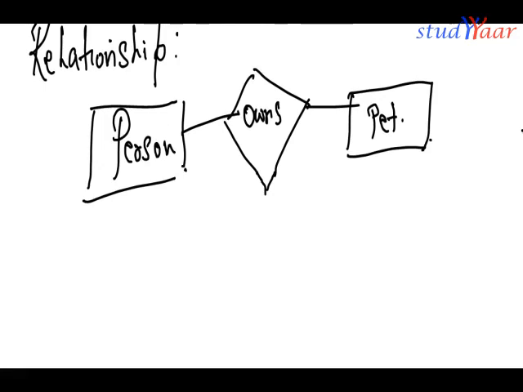So our entity relationship model comprises entities, which you've already seen, and the interaction between these entities, called a relationship. It is an association between entities.